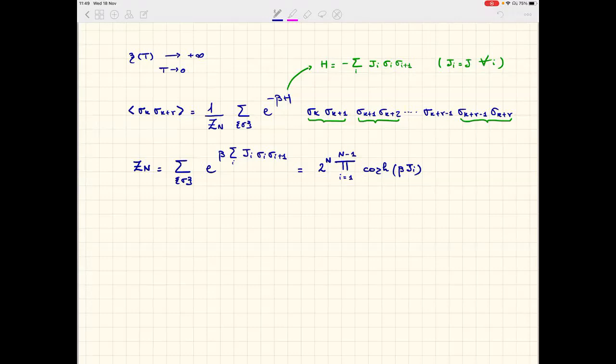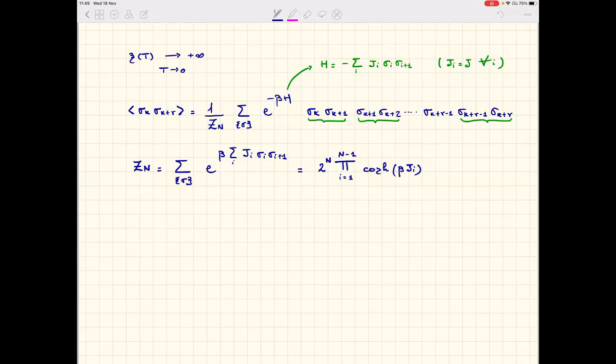Professor, I'm really sorry, but can you re-explain how you get the definition of the correlation function? I mean the sigma k sigma k plus r. It's just a definition. Oh, so it's not derived or something? No, it's not derived from anything. It's just, I say that this is the correlation. Everybody says this is the correlation function.